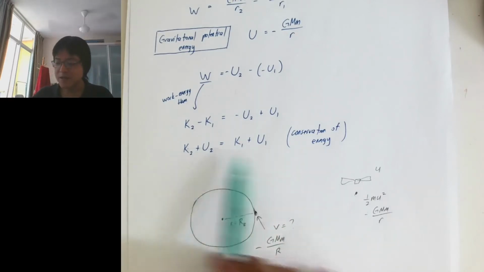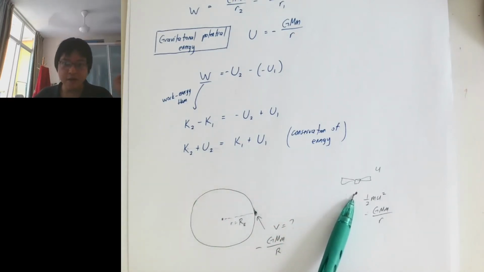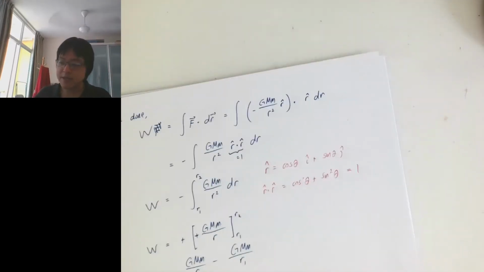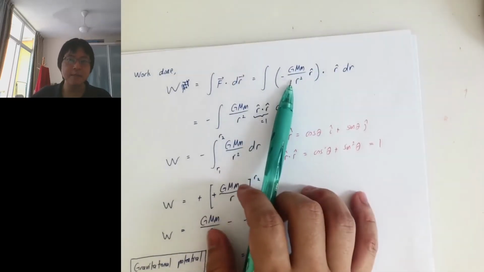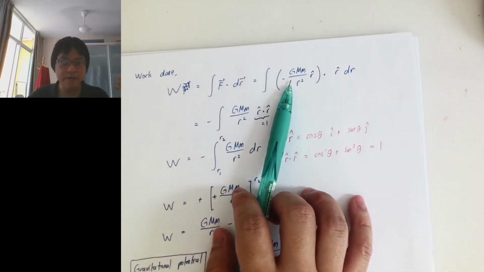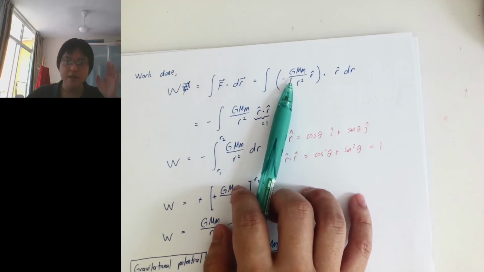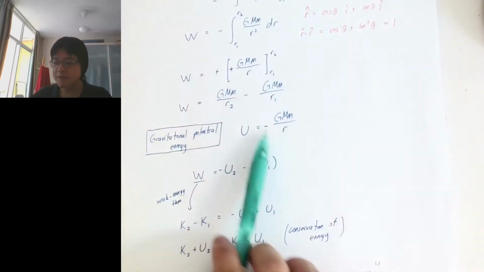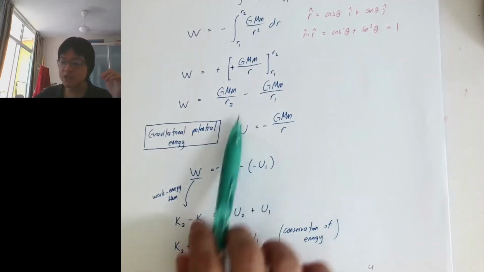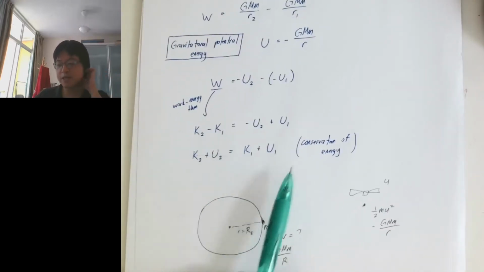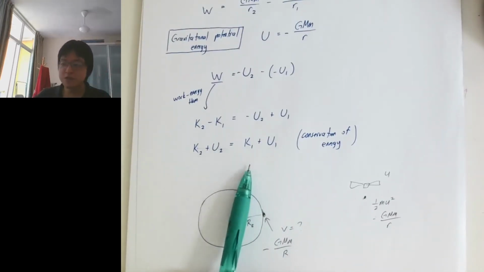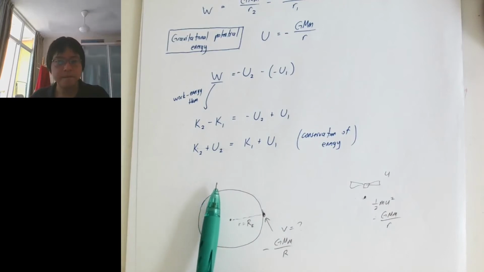If there's no other external force, then energy is conserved, because gravity is a conservative force. Gravity is a force that doesn't depend on time or direction. It only depends on position. If it only depends on position, it's a conservative force. We can define the potential energy, and once we have potential energy, we can use conservation of energy to calculate.